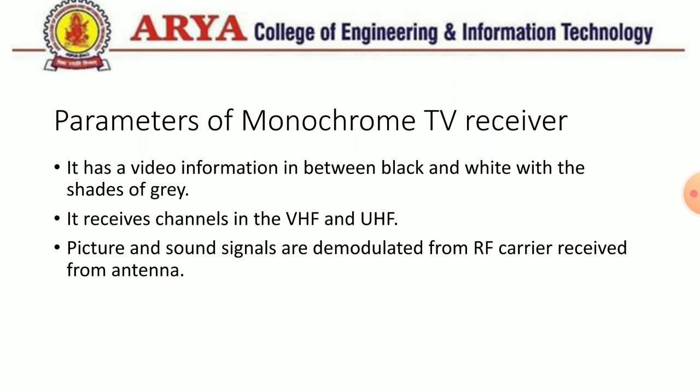and picture and sound signals are demodulated from the RF carrier received from the antenna. So here picture and sound signals we will be demodulating from the RF carrier. For picture we will be having amplitude modulation, and for sound we will be having frequency modulation after having IF conversion. So this is all about monochrome TV receiver.